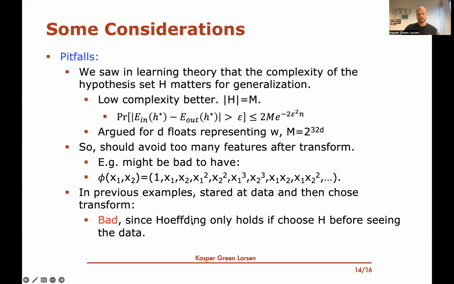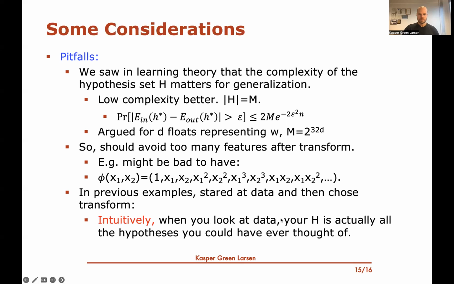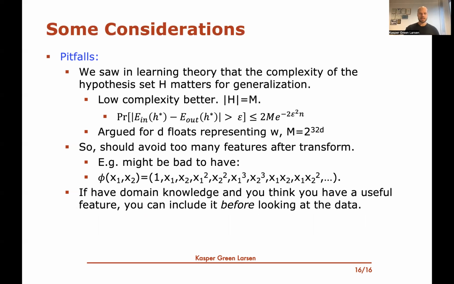But here, in some sense, what you're doing, if you're looking at the data first and then choosing your feature transform, then you're choosing the hypothesis set after seeing the data. So then Hoeffding's inequality doesn't work. In some sense, you should think of it like this: if you collect some training data, then you have a look at it and you choose your feature transform based on what you see by looking at the data, then if you take a step back, your hypothesis set is really all the hypotheses that you could have ever thought of by just looking at the data. Because you're already making a choice, you're already learning from the data. So which means at least you don't really get theoretical guarantees.